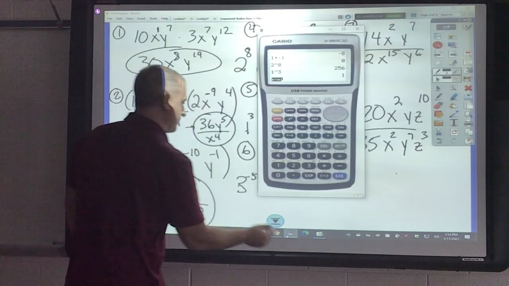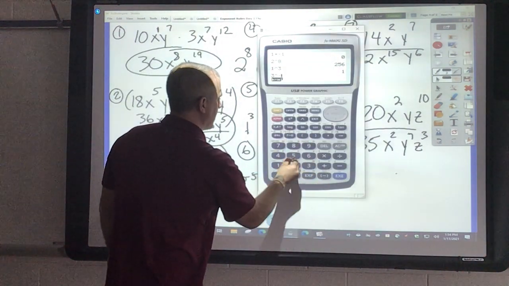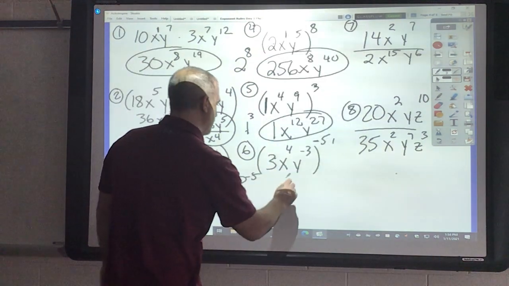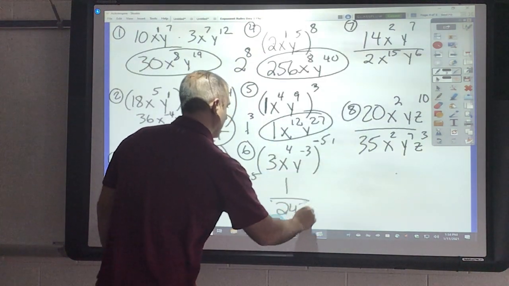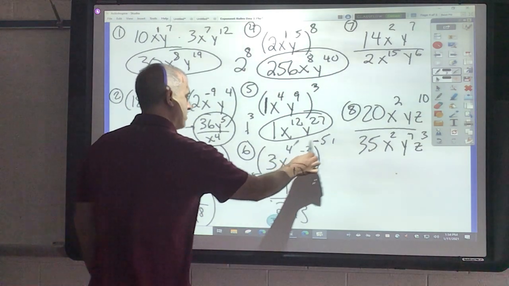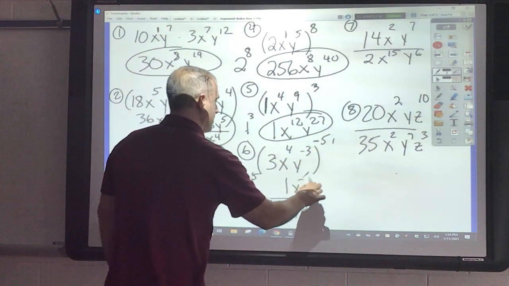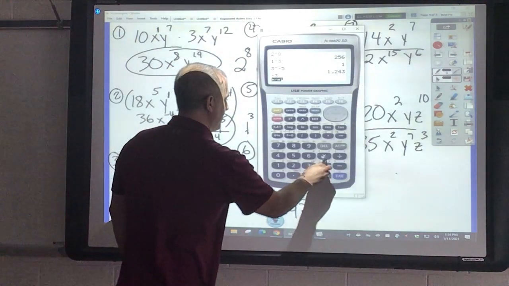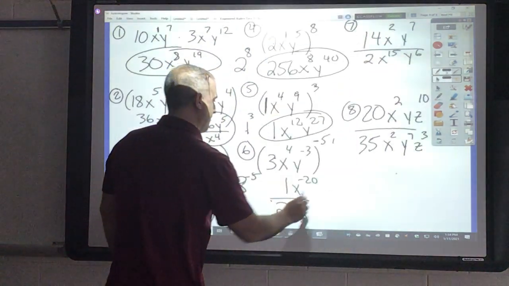3 to the negative 5, so let's use our calculator. 3 arrow, negative 5. Okay, we want to get a fraction: 1 over 243. Okay, now I'm going to multiply. 4 times 5 would be negative 20. Notice how I put that up here to start. Negative 3 times negative 5 is positive 15.